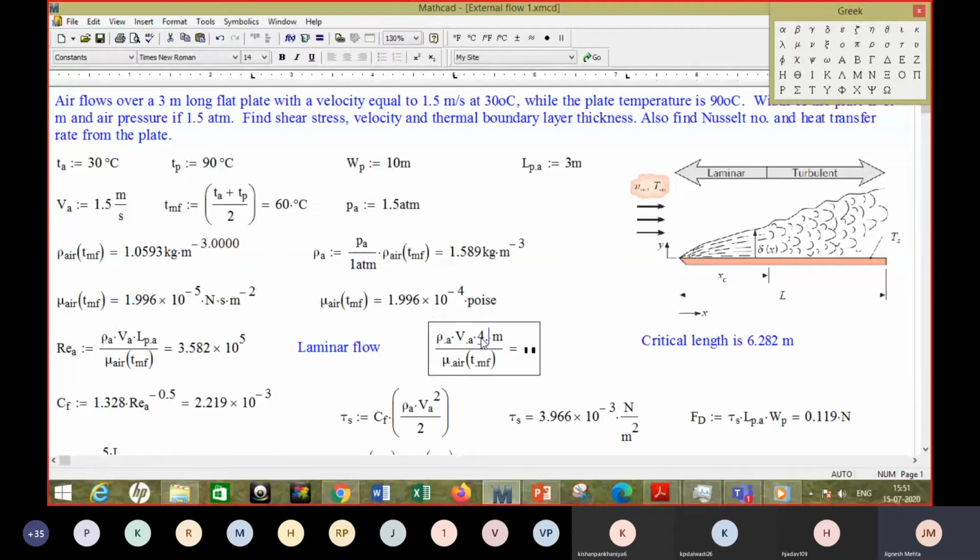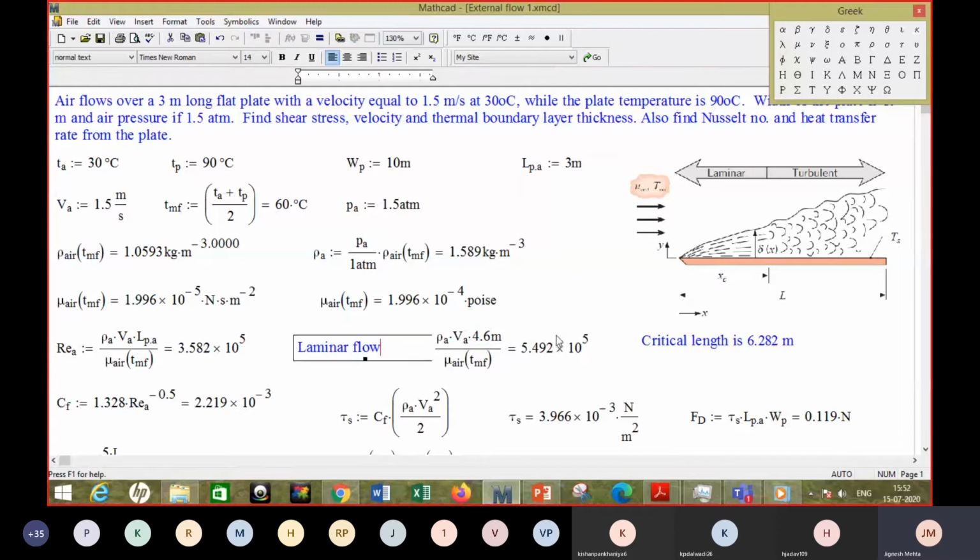Just by trial and error you can, of course, you don't need to do this trial and error. You can equate 5 × 10^5 with the left hand side, that is rho v L upon mu, and that's how you can find the critical length of the plate, right? So that's close to 4.6 meters. So that is one answer.